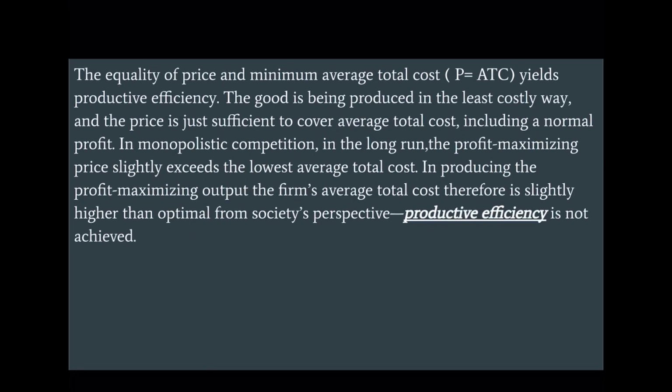The equality of price and minimum average total cost, price equals ATC, yields productive efficiency. The good is being produced in the least costly way and the price is just sufficient to cover average total cost, including a normal profit. In monopolistic competition in the long run, the profit maximizing price slightly exceeds the lowest average total cost. In producing the profit maximizing output, the firm's average total cost therefore is slightly higher than optimal from society's perspective. Productive efficiency is not achieved.